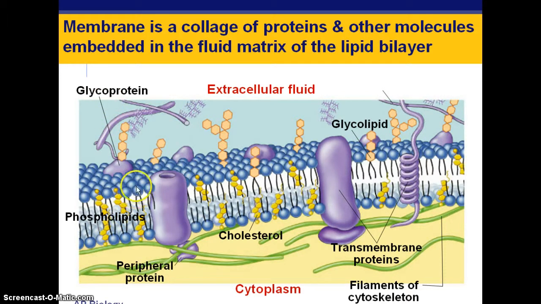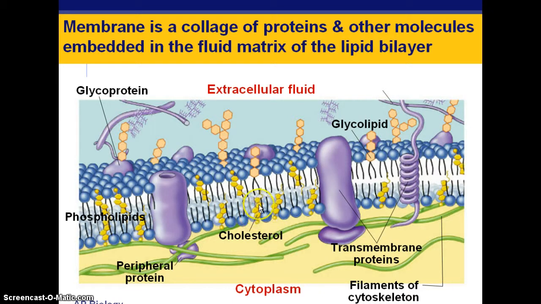Phospholipids we discussed, they're the blue heads and the black tails coming down. We have peripheral proteins on the inside or the outside. They stay on one side of the membrane. They don't span the entire membrane. So it's just this tiny little purple part down here. This bigger purple protein is a transmembrane protein, also called an integral protein, and they span the entire membrane, allowing substances to pass into and out of cells.